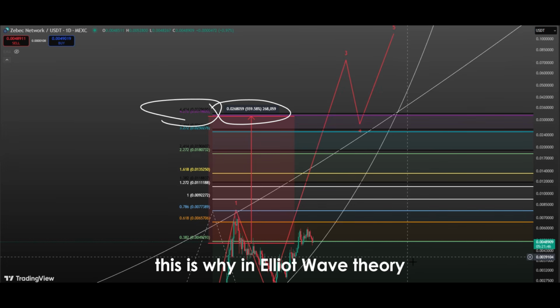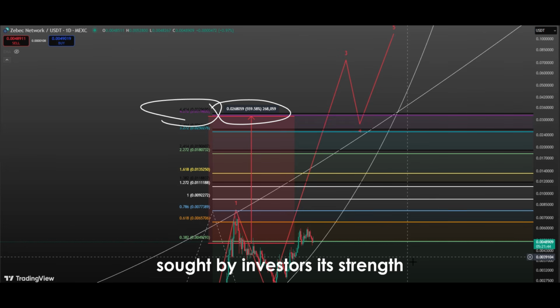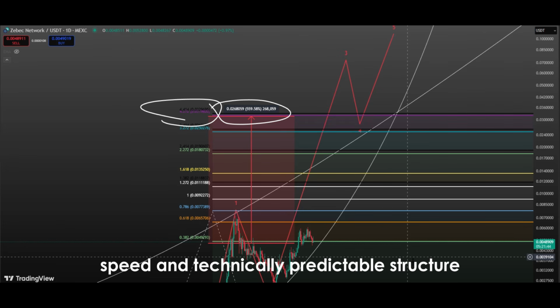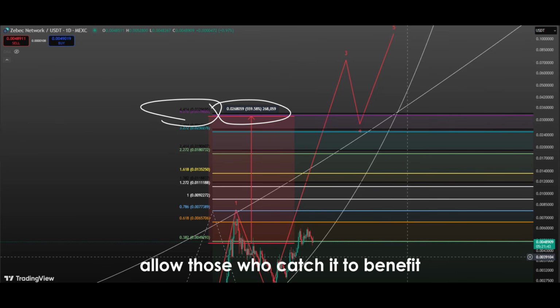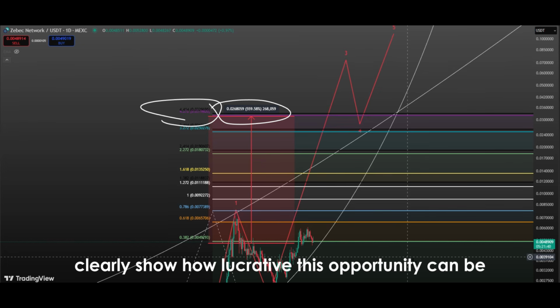This is why in Elliott wave theory, the third wave of the third wave is one of the most valuable opportunities sought by investors. Its strength, speed, and technically predictable structure allow those who catch it to benefit from the most profitable part of the trend. High targets like 4.272 and a 560% increase clearly show how lucrative this opportunity can be.